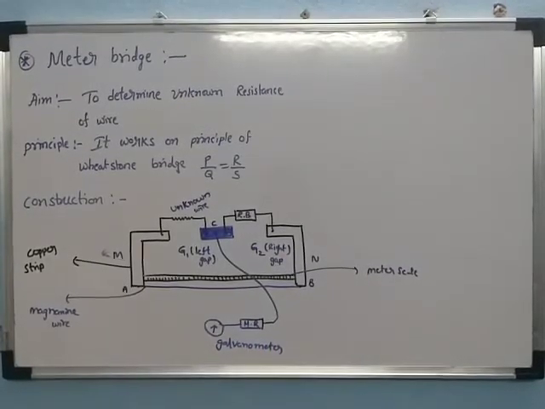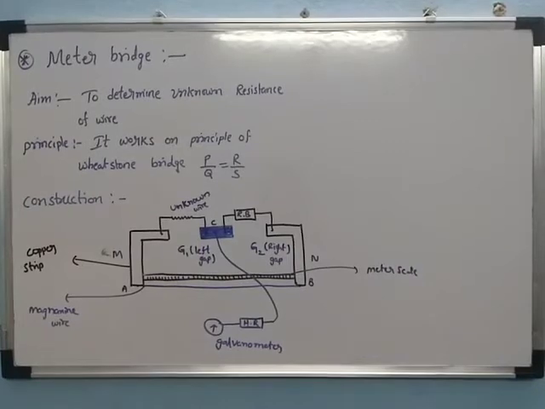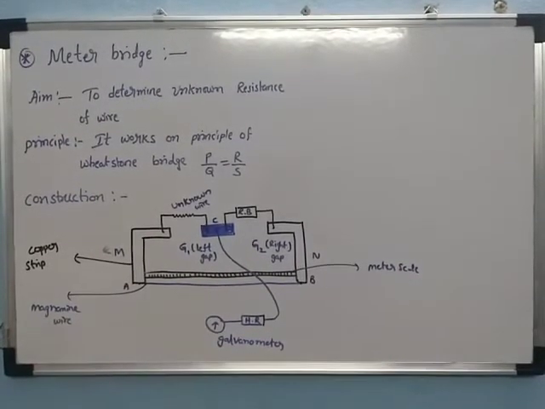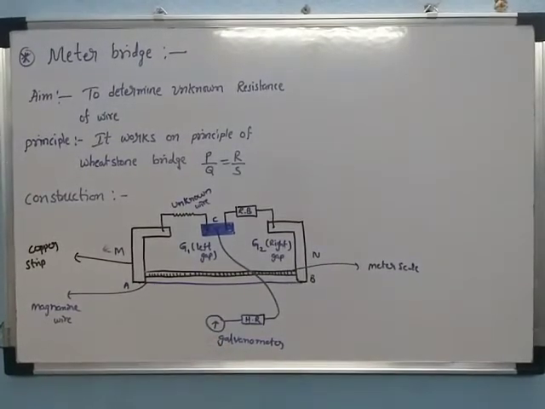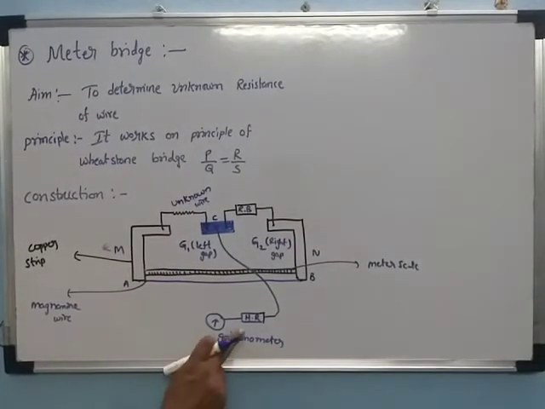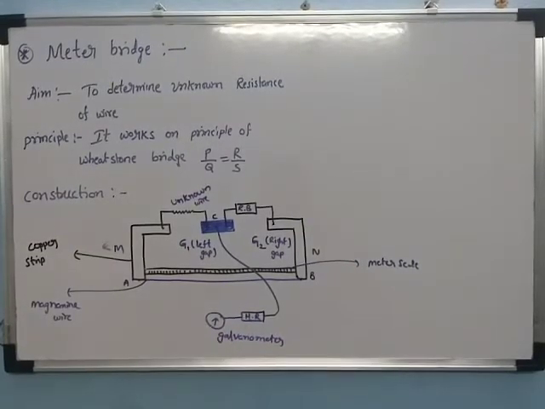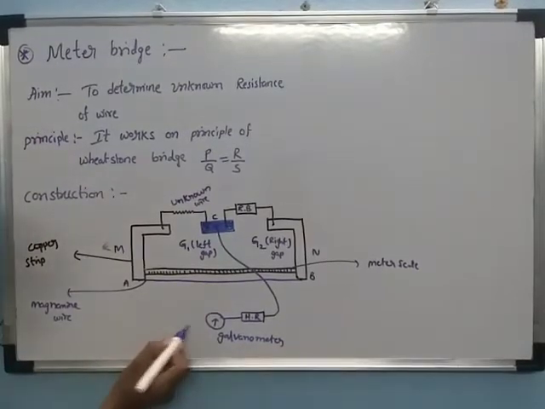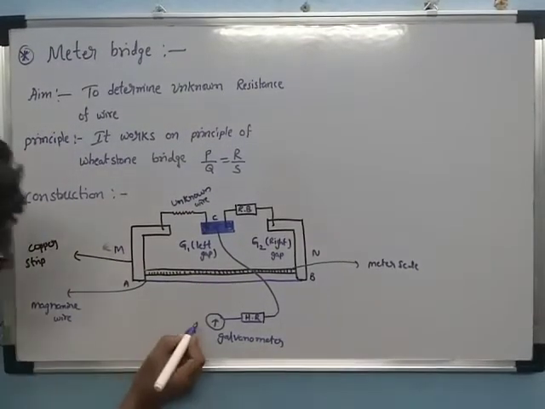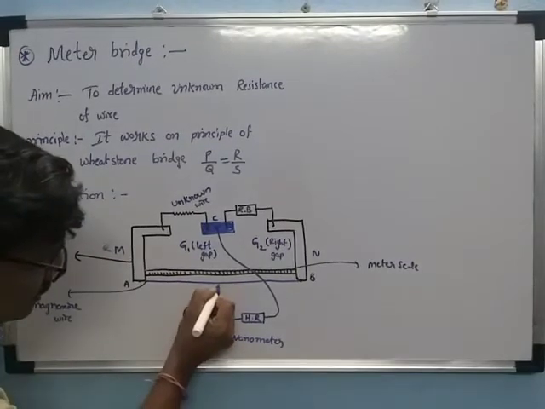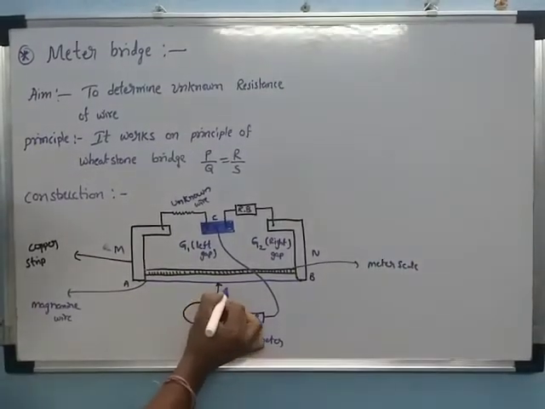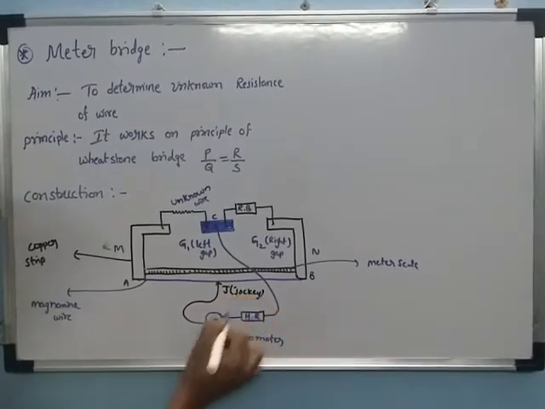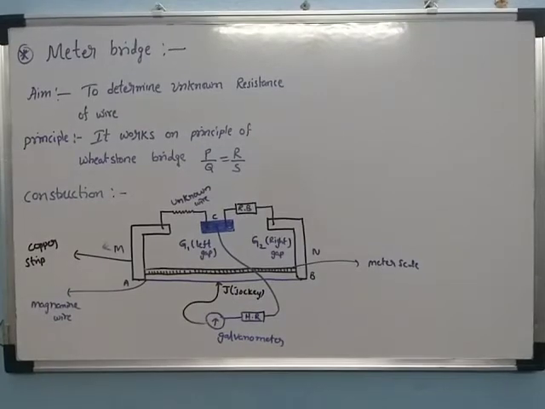The galvanometer is very sensitive. If a high current passes through it, it can be damaged. To protect the galvanometer, we use the high resistance box before it, which reduces the current. Then the jockey J is connected to the galvanometer and touches the points on the manganin wire.